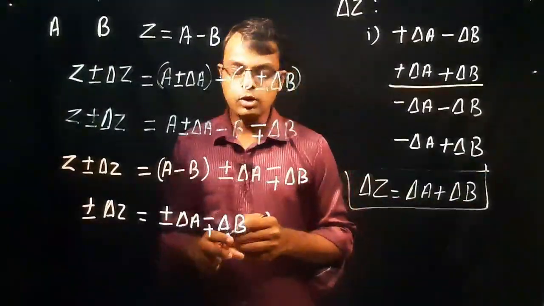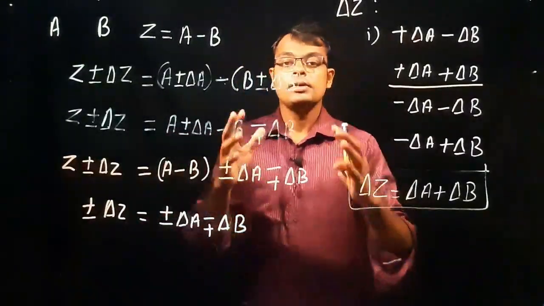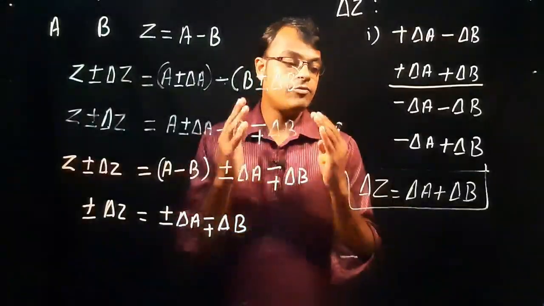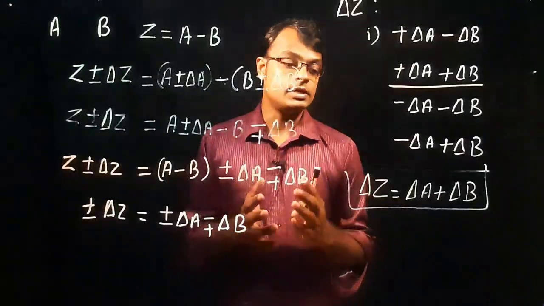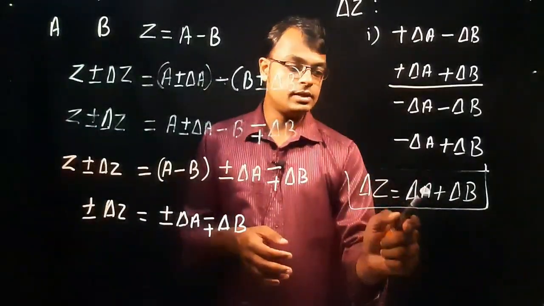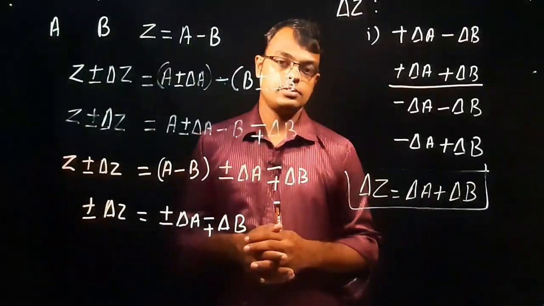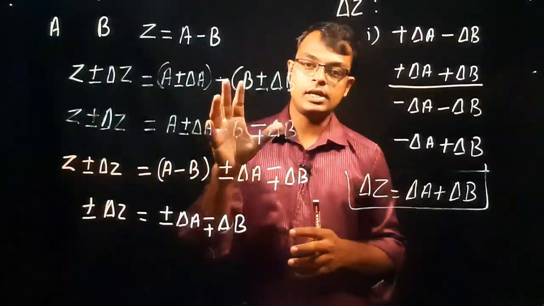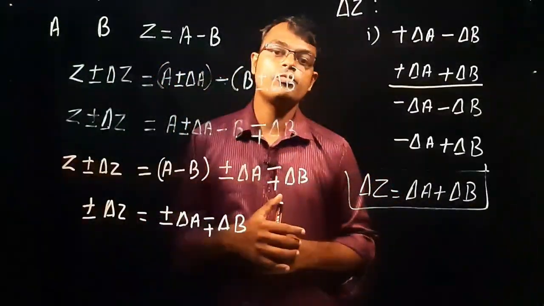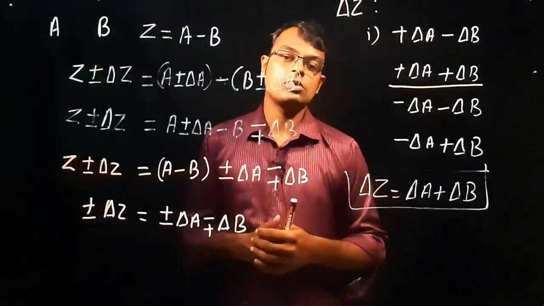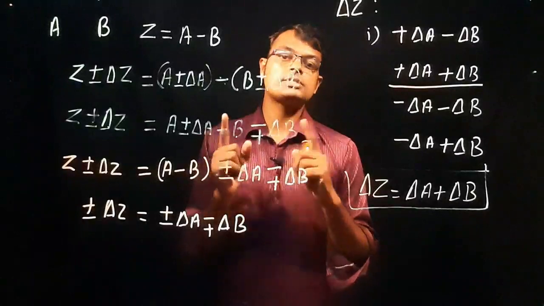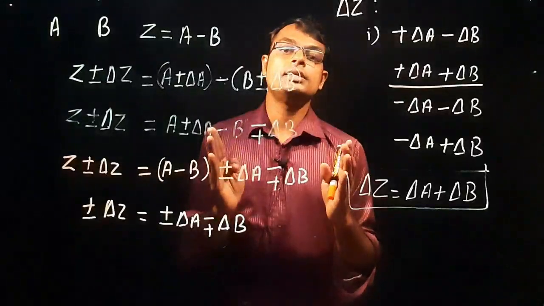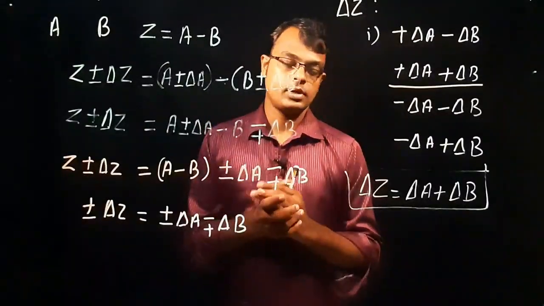Once again, what we have proved here is that the maximum possible error in the final result is the sum of the errors in the individual measurements. So we are discussing here the combination of errors, and mainly we have dealt with the addition of physical quantities as well as subtraction of physical quantities. Addition as well as subtraction, the total error is the sum of the errors in the individual measurements. I hope it is clear.